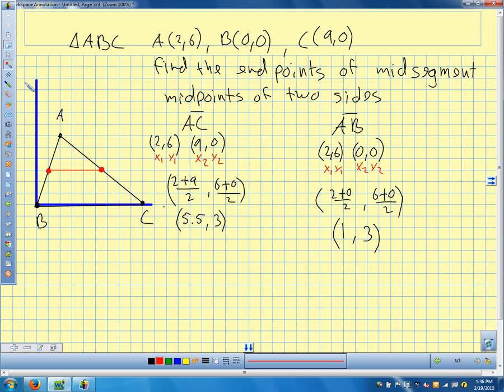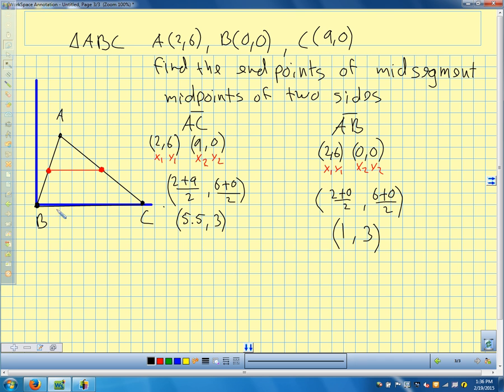Now what if the problem had asked us to show something about the mid-segment? How does it compare to this side? Half the length, right? So what if the problem asked us to show that the mid-segment was half the length of the base? What would we have to do? You have to know the length. And how could we find the length?